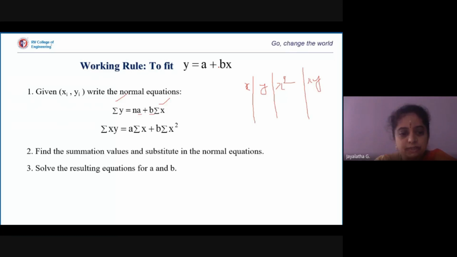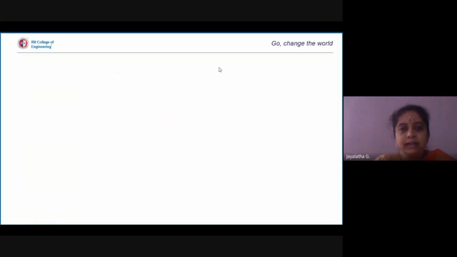For the remaining curves which I had mentioned, a e power bx, a x power b and a b power x, can you just tell me what happens in those cases? You try to reduce them to the form of a straight line and then you use the normal equations for a straight line and get back in terms of the original unknowns. In terms of small a, small b, you just use log a as capital A and proceed, log y as capital Y and proceed, and finally you write it back in terms of the original variables.